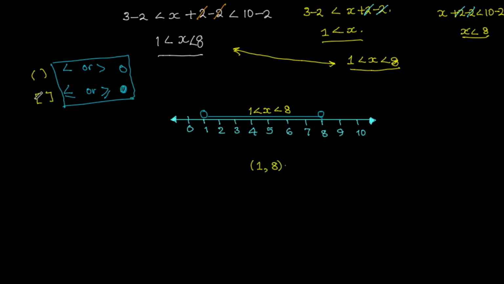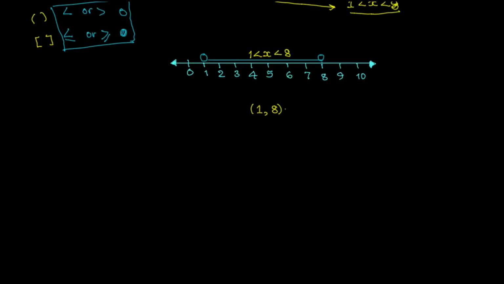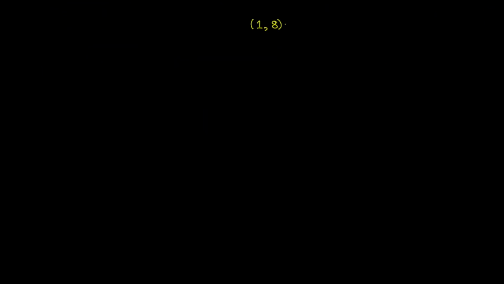So if you have this square bracket, meaning the number is included, that is only when you have less than or equal to, as I've just mentioned. So that is the solution for this question here. So let's move on and look at question 2.